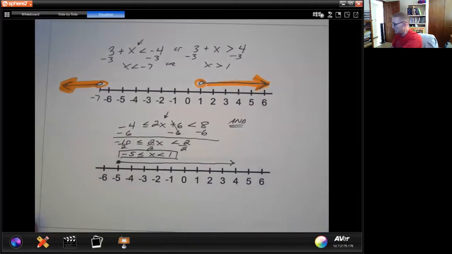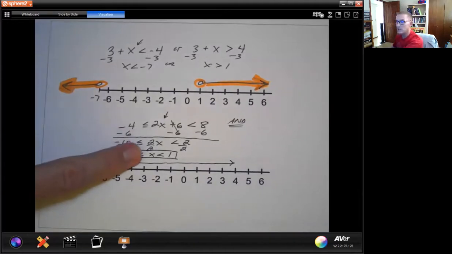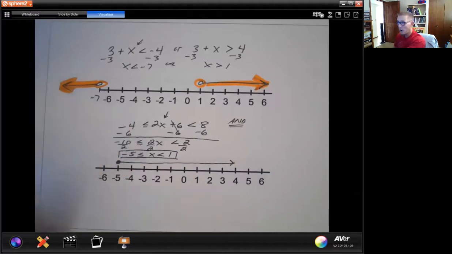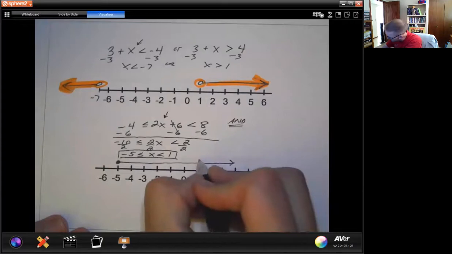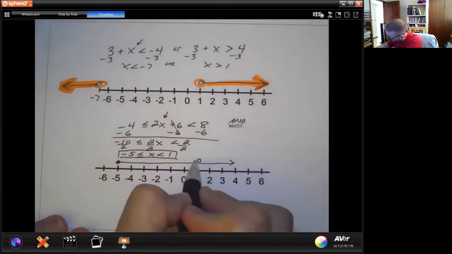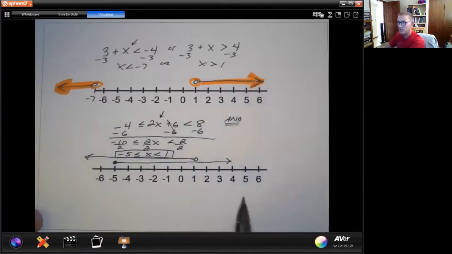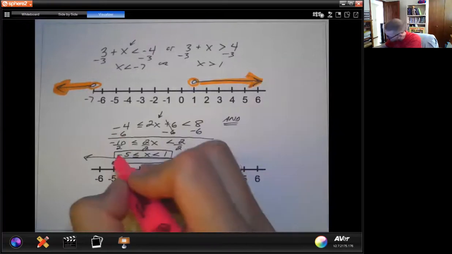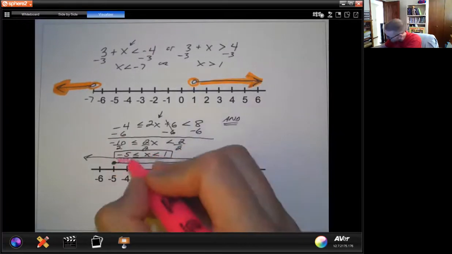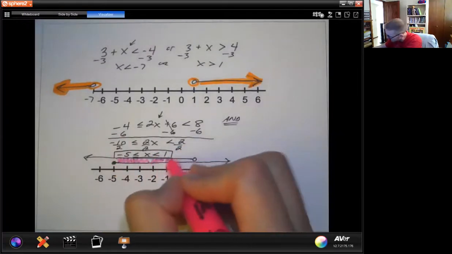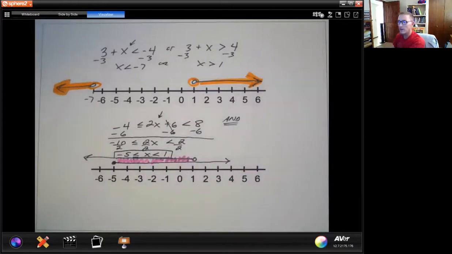Now I'm also going to look at the other one. So I'm going to cross out this side. And what does it say about x when compared to 1? It says x is less than 1. So I'm going to put an open dot at 1 and draw my arrow to the left. Well, where is my overlap of the 2 lines? The overlap is right there.